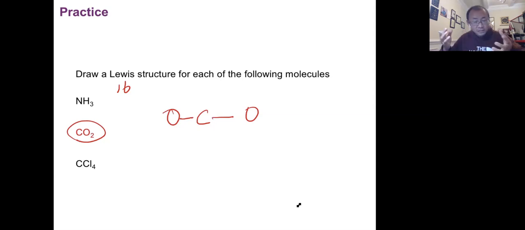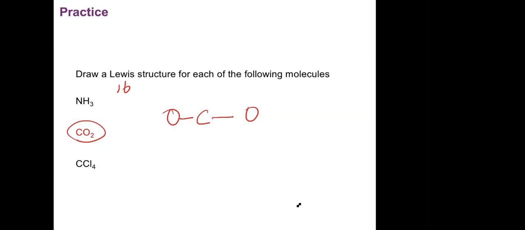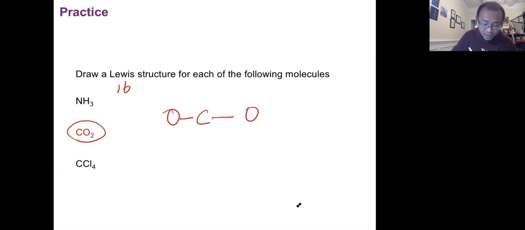Right? After we bond it, we need to subtract how many? Everyone, subtract how many? We used 4. Yes, we used 4, 2 bonds. So we subtract 4 from the total. We have 12 left. So far good, everyone?